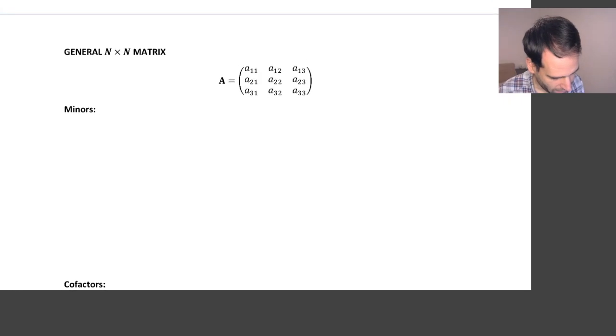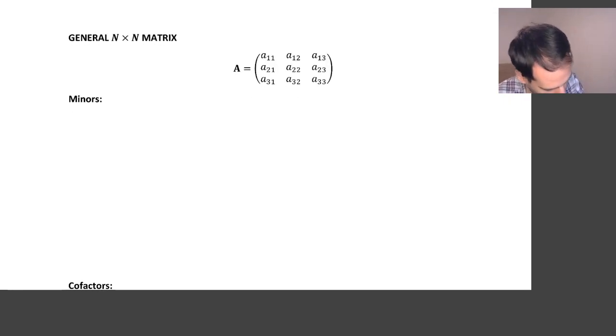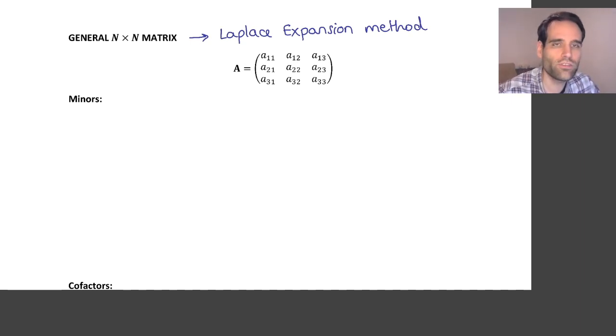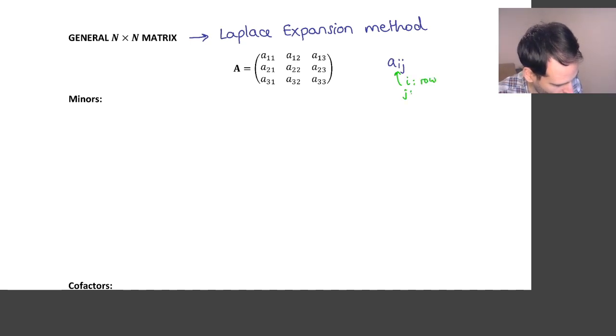So, a general n times n matrix, and we are going to learn about the method for calculating the determinant called the Laplace expansion. To explain this method, I'm going to use an example, and this example is going to be this 3 by 3 matrix that you have here, where I labeled every element with the subindices a_ij, where i is the row and j is the column. So that's the usual way to label the elements of a matrix.